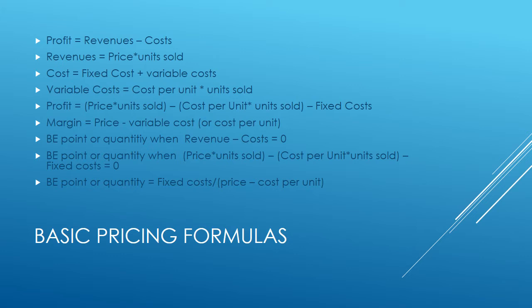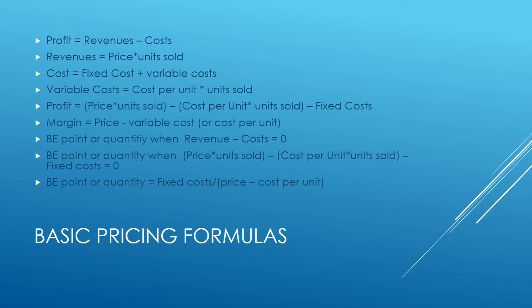Variable costs equal then the cost per unit times the number of units sold, and profit then is the price times the number of units sold, that is revenue, minus total cost, which is cost per units times the number of units sold, minus fixed costs. The margin is the price that you charge minus the variable cost or cost per unit or cost of goods sold per unit.